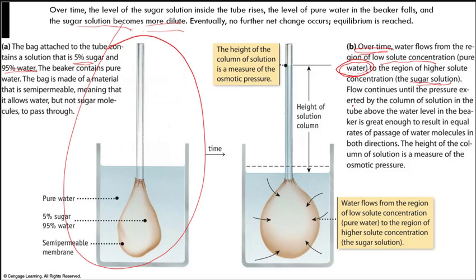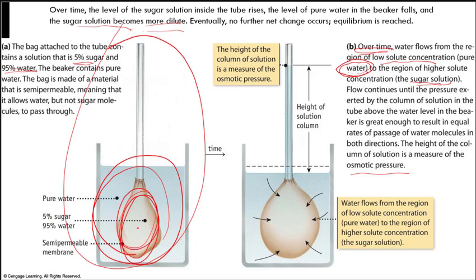Flow continues until the pressure exerted by the column of solution in the tube above the water level in the beaker is great enough to result in equal rates of passage of water molecules in both directions. The height of the column of solution is a measure of osmotic pressure. And you can notice the difference. Here I have a partially deflated bag, and my solute concentration is greater inside of the bag. And you can see that water flows from the region of low solute concentration, because there's none here, into the bag where it's higher solute concentration.